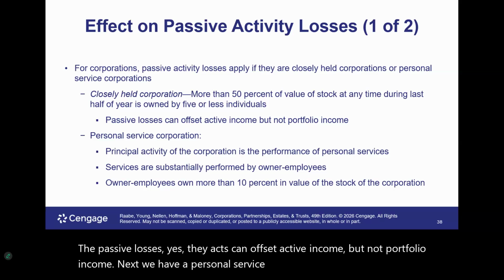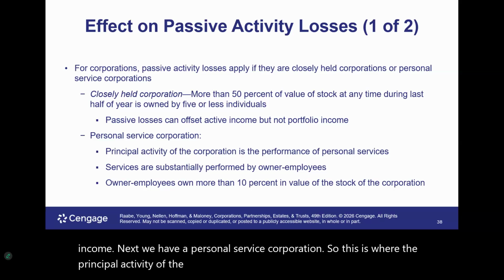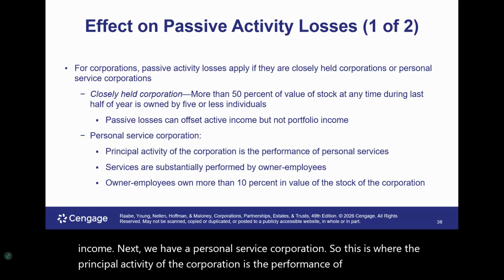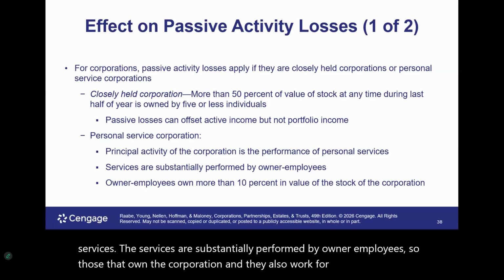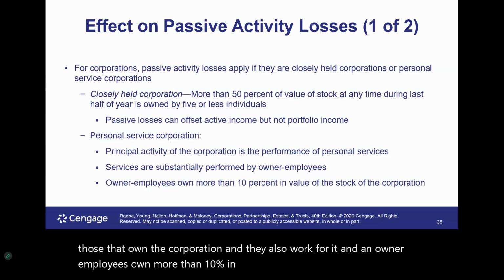Next, we have a personal service corporation. So this is where the principal activity of the corporation is the performance of personal services. The services are substantially performed by owner employees, so those that own the corporation and they also work for it. And the owner employees own more than 10% in value of the stock of the corporation.